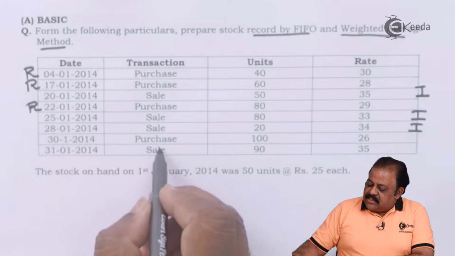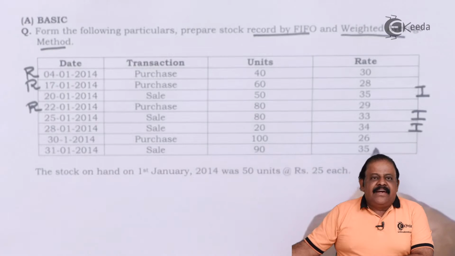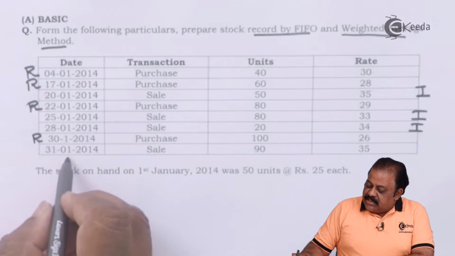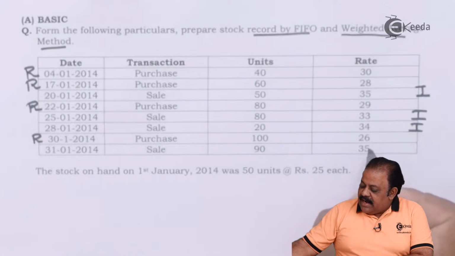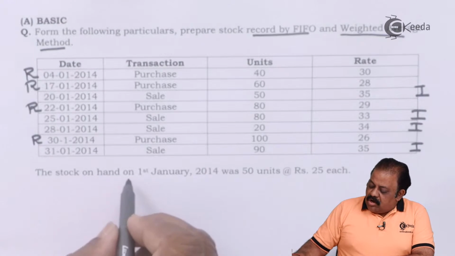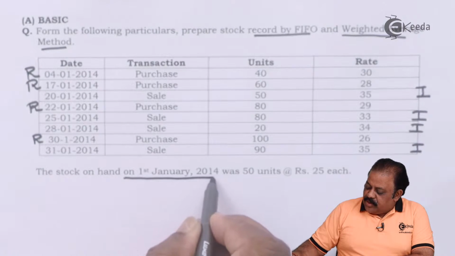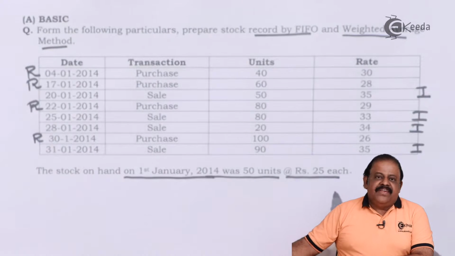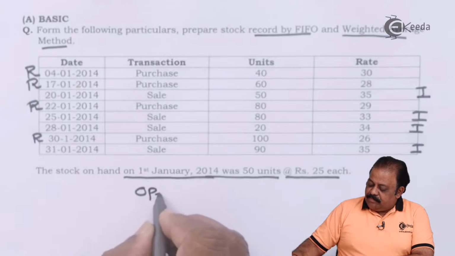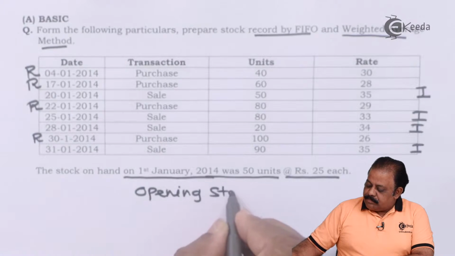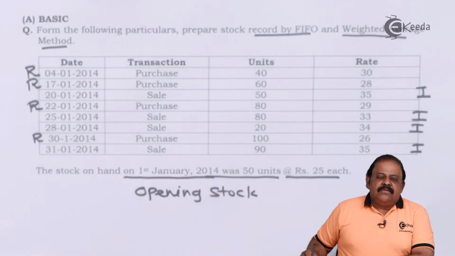On 30th January there is a purchase of 100 units at the rate of 26. This will be recorded as receipts. On 31st January there is a sale of 90 units at the rate of 35. This will be recorded as issues. The stock on hand on 1st January 2014 was 50 units at the rate of 25 each. This is the information of opening stock. So we have gone through the question.